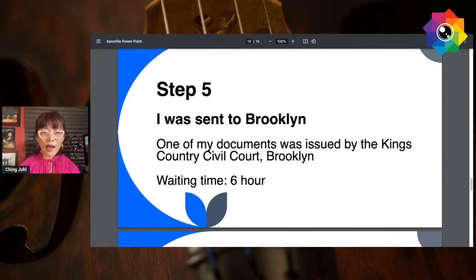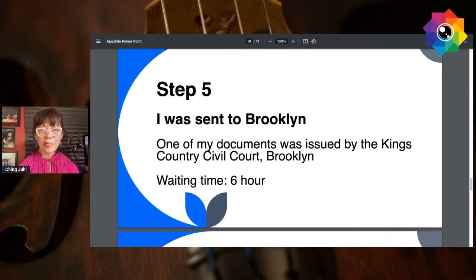So I went to Brooklyn. It was agonizing. I handed my original paper to a window, and the person went to look for it upstairs, downstairs, basement. They couldn't find it. I waited for 4 hours, and eventually they found it. I think his name is Tom.